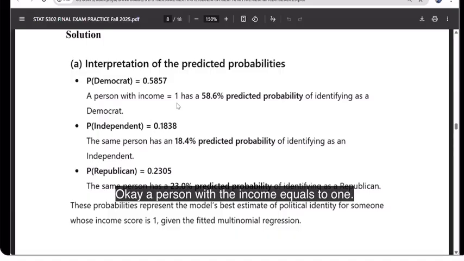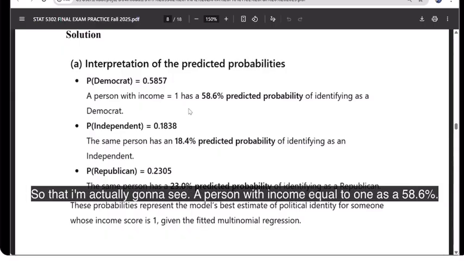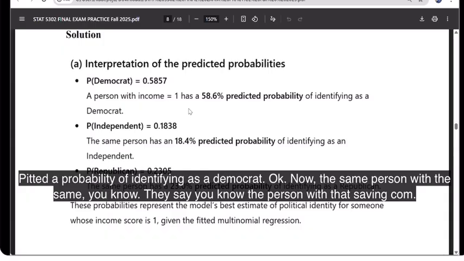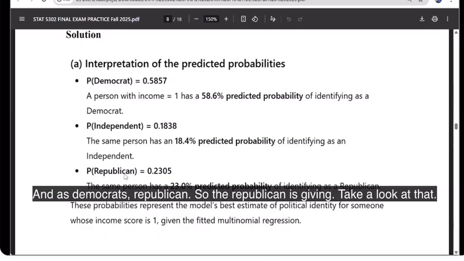A person with the income equal to one, and if you want to interpret probability, it's better you multiply by 100. So I'm going to say a person with income equal to one has a 58.6% predicted probability of identifying as a Democrat. Now the same person, with that same income, has a 18.4% probability of being identified as independent, and as Republican. Take a look at that.